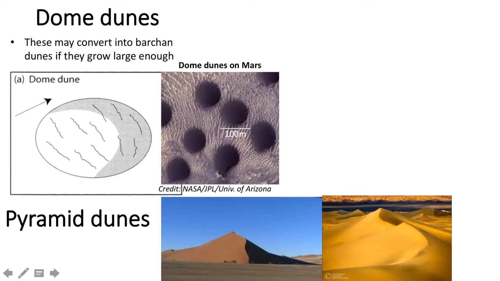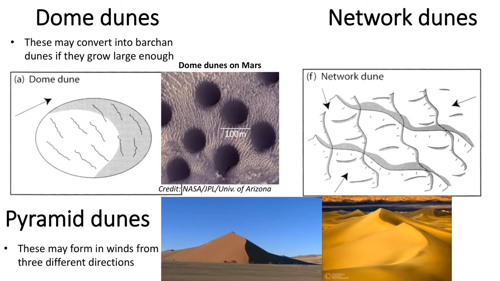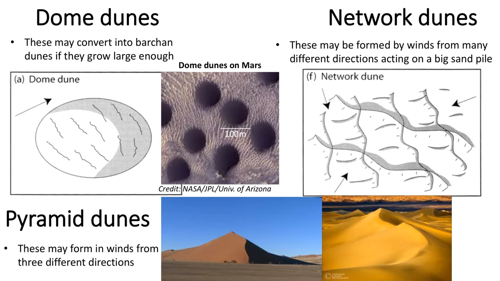We also have pyramid dunes, which are really beautiful, very grand looking dunes. And these may form in winds from perhaps 3 different directions that are kind of piling the sand up in a way that is a bit more organized than the star dunes, but 3 different wind directions kind of giving it that pyramid shape. So we also have network dunes. Now these may be formed by winds from many different directions acting on a big sand pile, and they tend to form a more cross-hatched shape.